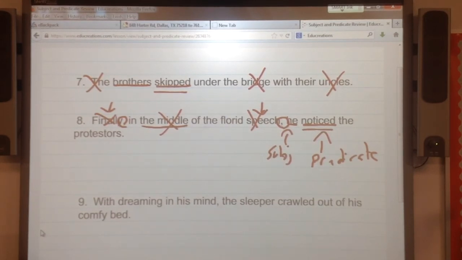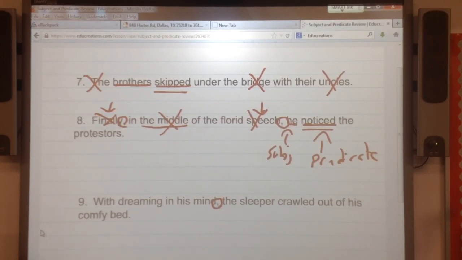With dreaming in his mind, the sleeper crawled out of his comfy bed. Again, I noticed this comma here, and it makes me think I should pause for a second and be very sure about this sentence. This sentence seems to be about dreaming, and a bed, and the sleeper. How do I know? Well, let's look for a verb.